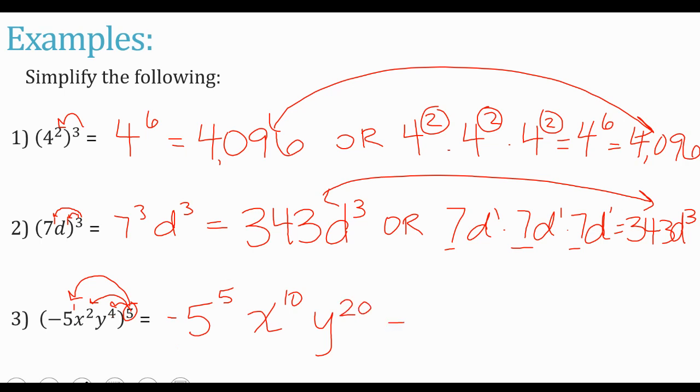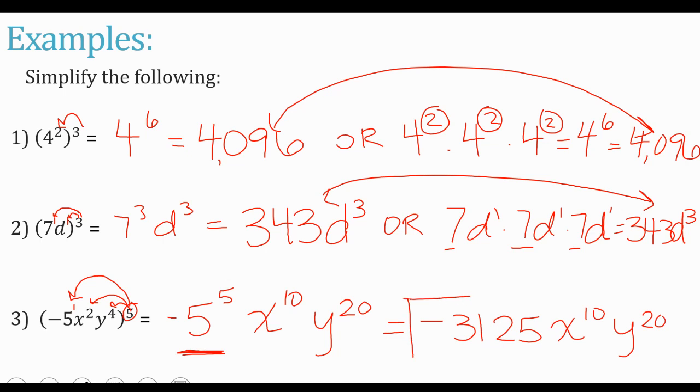Now the last step is simplify that number raised to the 5th power. Now this is negative. A negative number raised to an odd exponent is always going to be negative. And then 5 to the 5th power is 3,125. And I'm going to just rewrite my x to the 10th, y to the 20th. And that's it. So like I said, I didn't want to write that out 5 times. So that's when I'm going to use the power rule.